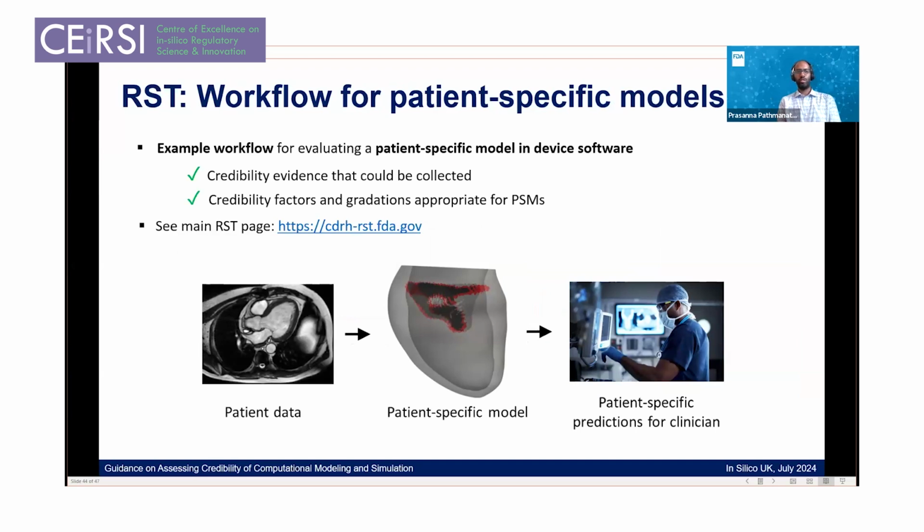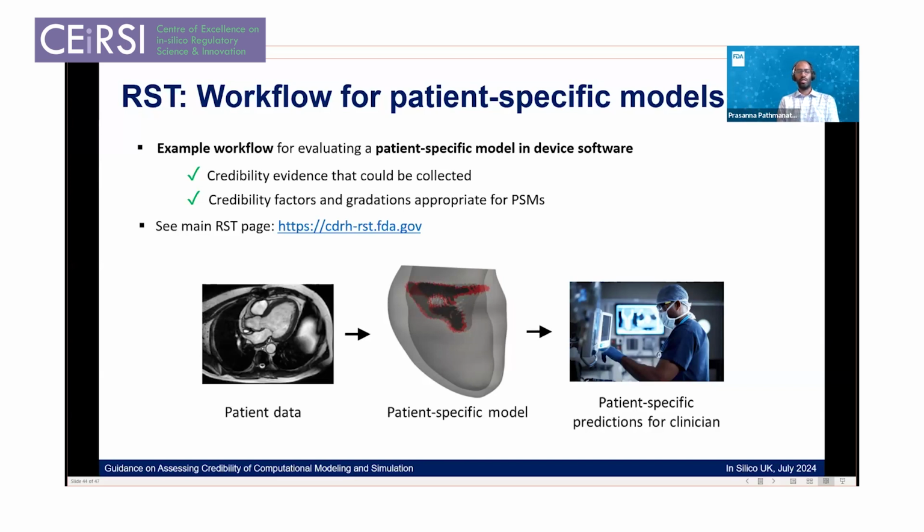So we have released one RST, one for patient-specific models, and we'll be releasing a second one for in silico clinical trials that provides an example workflow for both of these cases that is consistent with the guidance. So for patient-specific models, a patient-specific model, as I mentioned earlier, is something that takes in patient data, generates an internal model, and then provides predictions for a clinician.